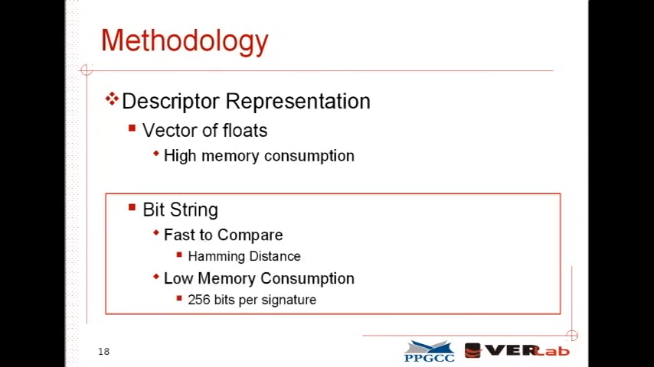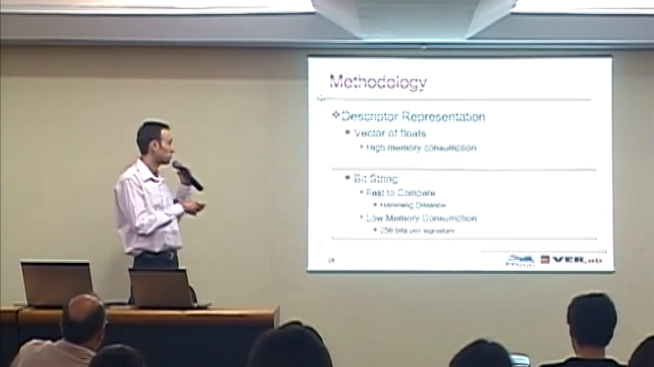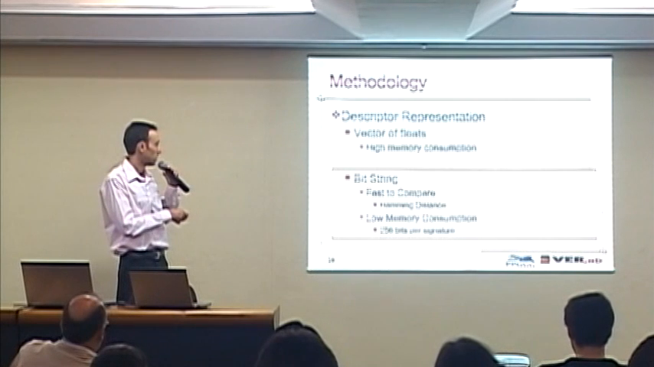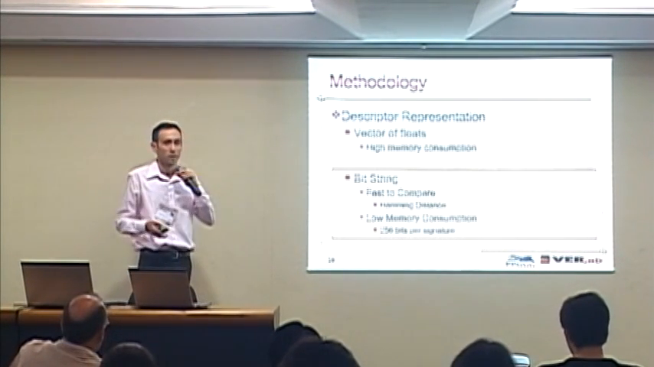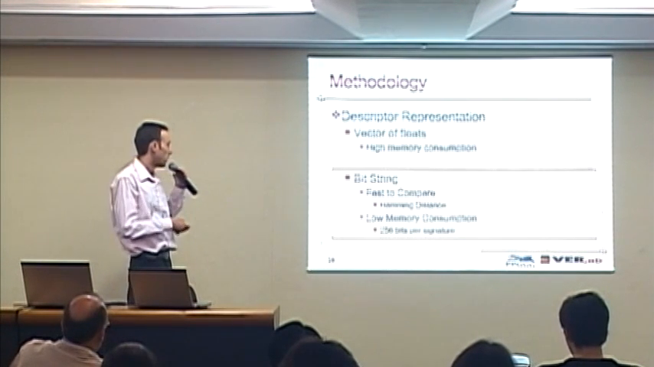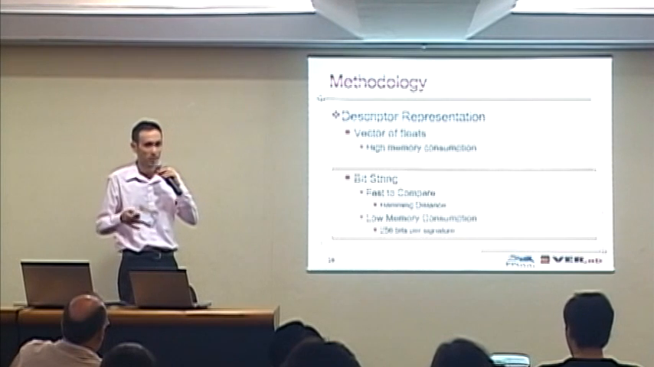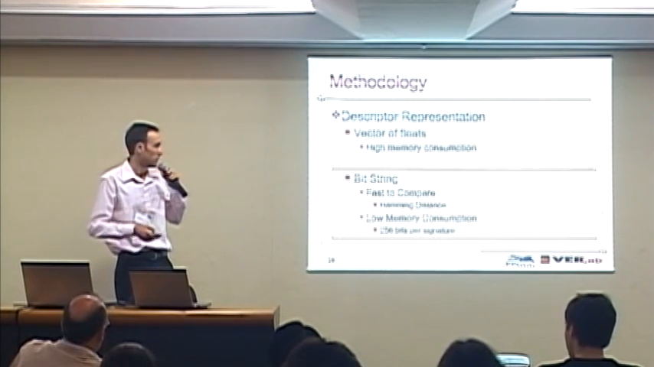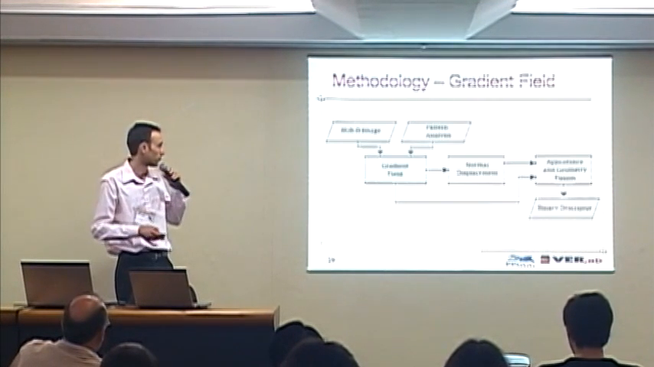To represent a descriptor, we have several choices. We could use a vector of floats, but this leads to high memory consumption. So we chose a binary string approach, which is fast to compare using Hamming distance and presents low memory consumption. For example, BASE, as presented here, needs only 256 bits to be stored.